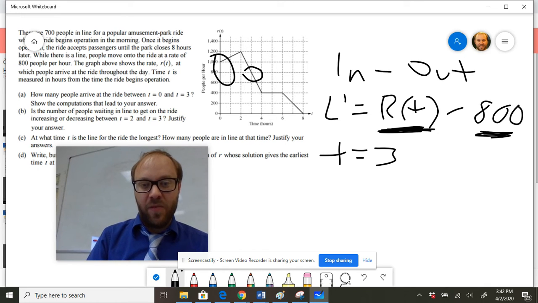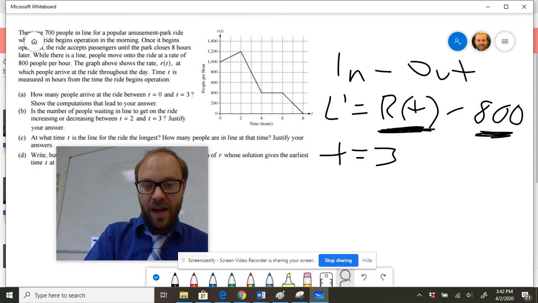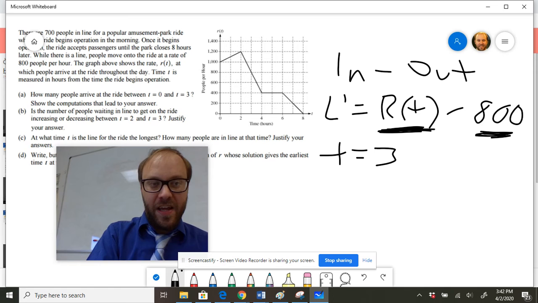The follow up to the question was, what's the total number of people in the line at that point? Well, the total number of people in line at that point would end up being, well, there are three things we have to consider. Initial values are always really important. There were 700 people in line at the start of the day.